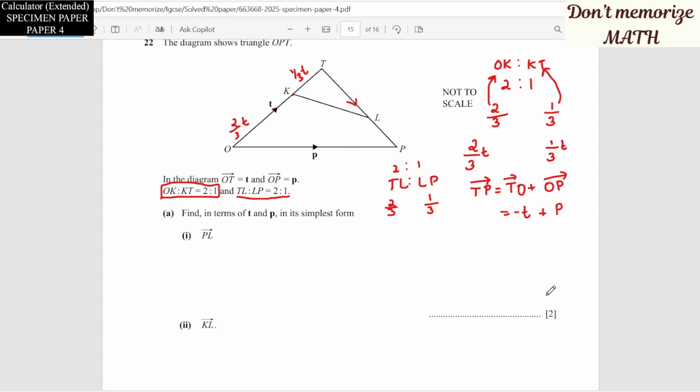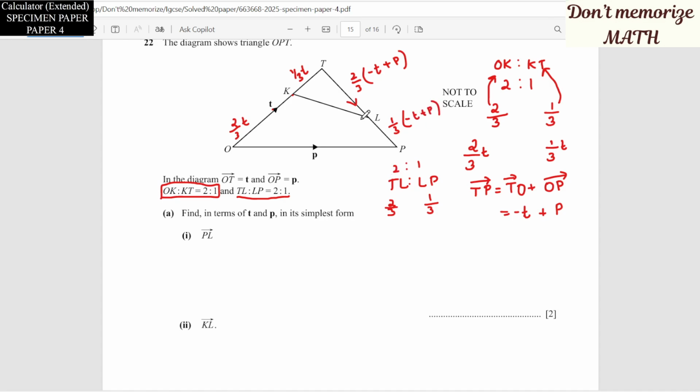Now we already used the ratio here. So what happens for TL? TL will become 2 over 3 in bracket, of the total length, which is minus t plus p. The same way LP will be 1 over 3 of the total length TP, which we already got, minus t plus p.